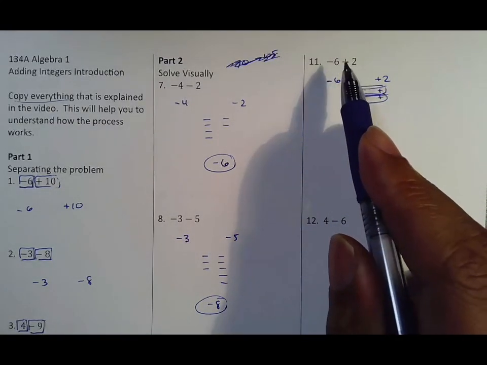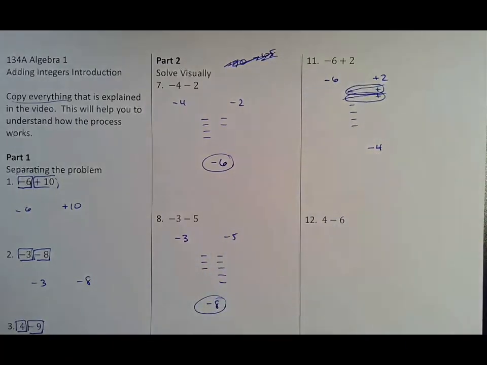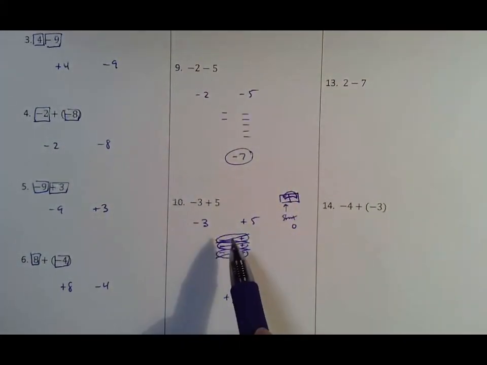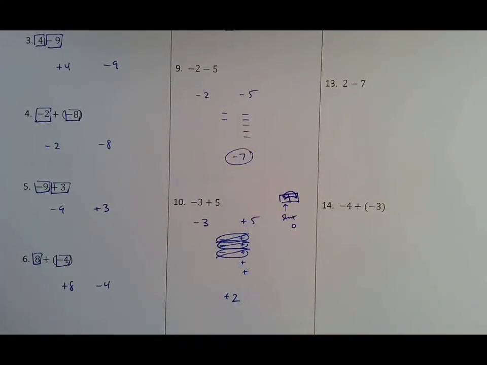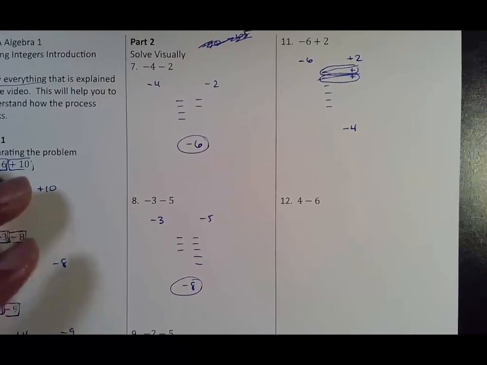And once again, plus isn't what we did. 6 minus 2 is 4. But how do I know it's going to be negative? Well, there's more negatives. That's why it's negative. Just like here, there were more positives. That's why it was positive. So again, those are things we're going to be thinking about as we keep moving forward through this.